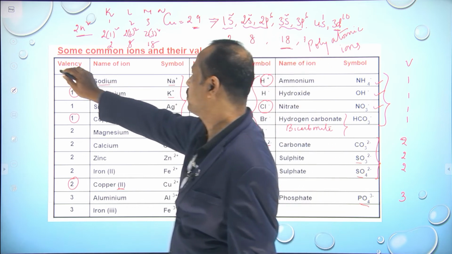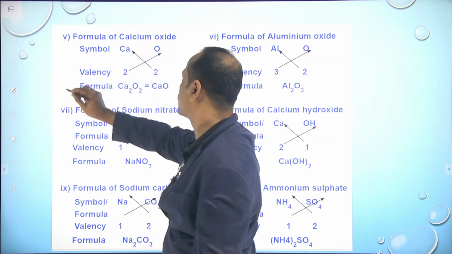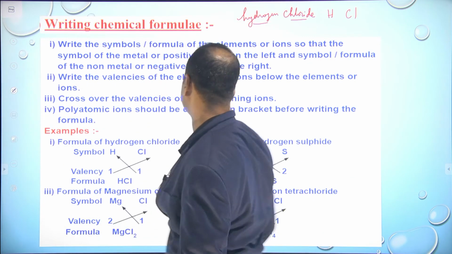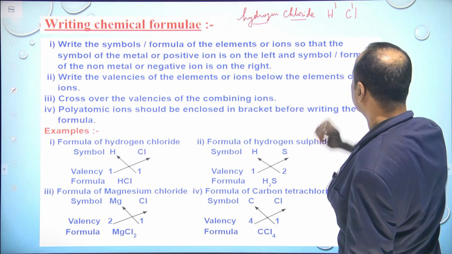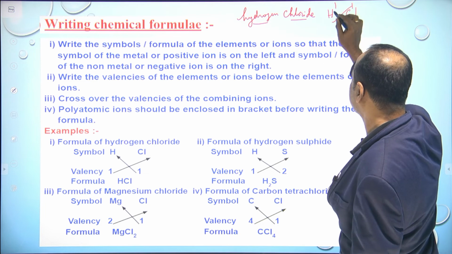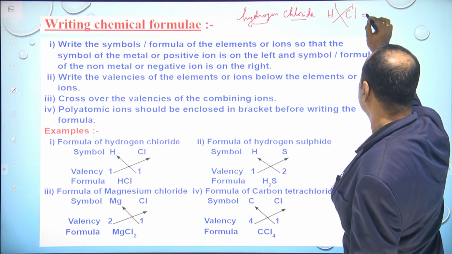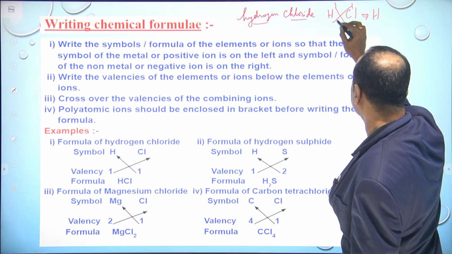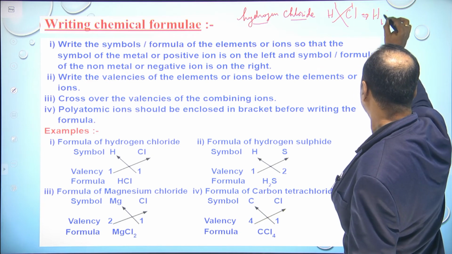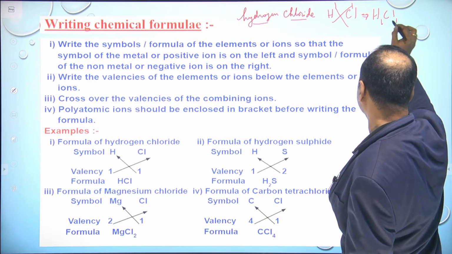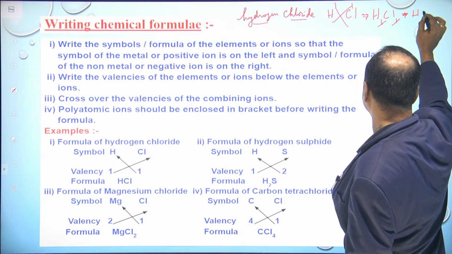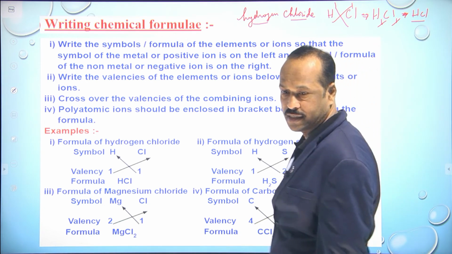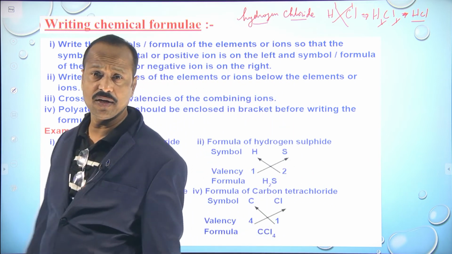In the next step you have to write their valencies. No need to write the total. So just write the valencies. Hydrogen valency is 1, chlorine valency is also 1. Now you crisscross like this. Hydrogen's 1 goes to chlorine, and chlorine's 1 goes to hydrogen. If both are the same number, you can cancel, so you can write HCl. That is the formula of hydrogen chloride.